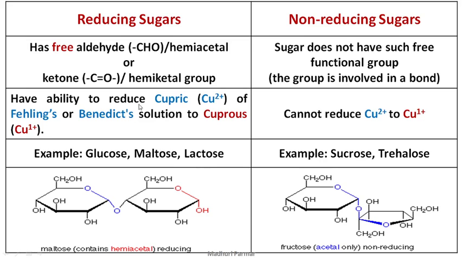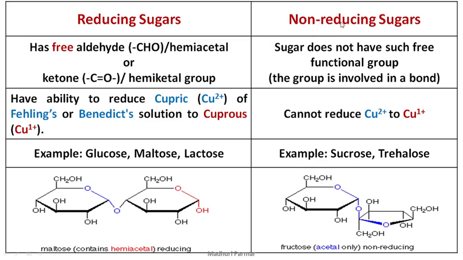It has the ability to reduce cupric, which is Cu2+, in Fehling's or Benedict's solution, to cuprous, which is Cu+. So if the sugar makes this conversion from Cu2+ to Cu+, you come to know that it is a reducing type of sugar. Examples are glucose, maltose, lactose. All of these are reducing sugars.